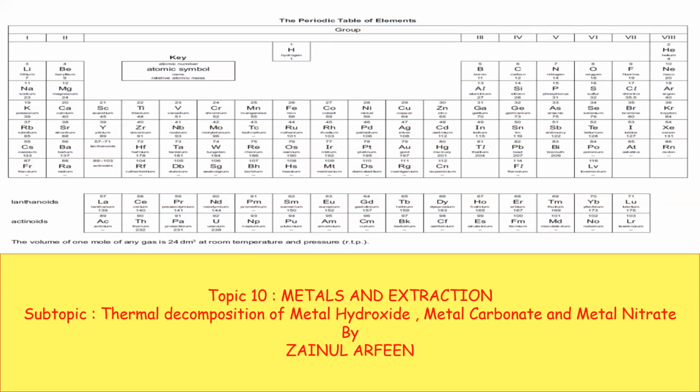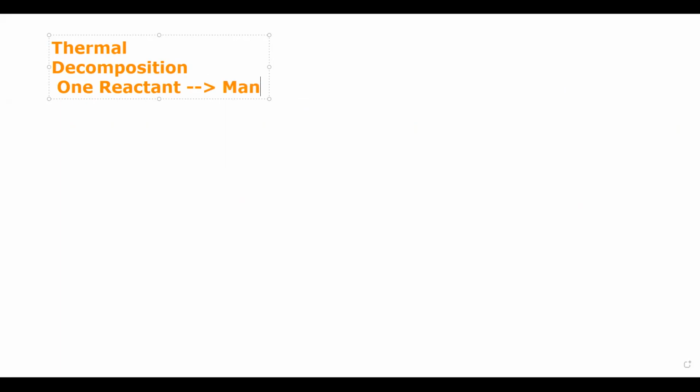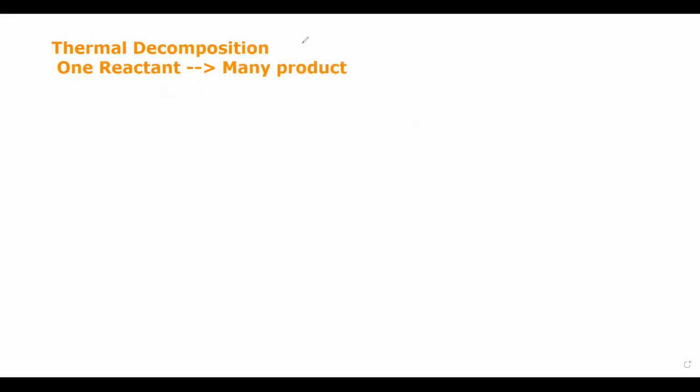If by the action of the heat, you can carry out a chemical change, we call this reaction a thermal decomposition. And how to identify whether a reaction is a thermal decomposition? Whenever the reaction is thermal decomposition, there is always one reactant and there will be many products. And thermal decomposition is always endothermic because by the help of the heat, you carry out the change.